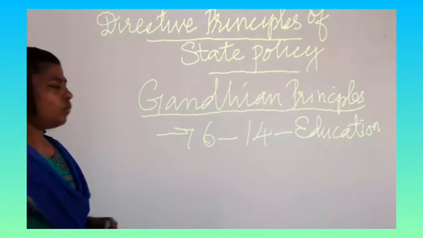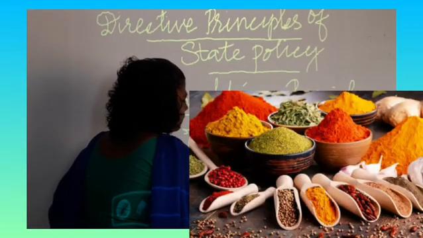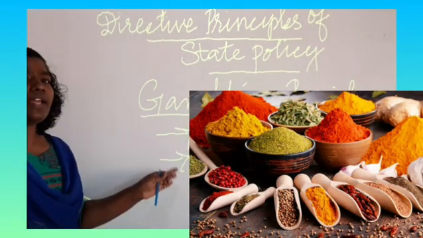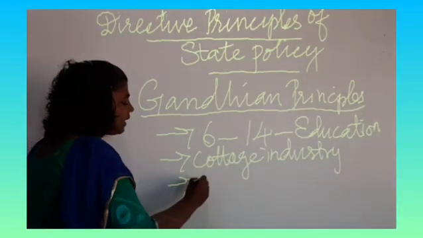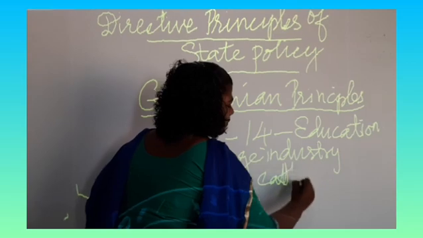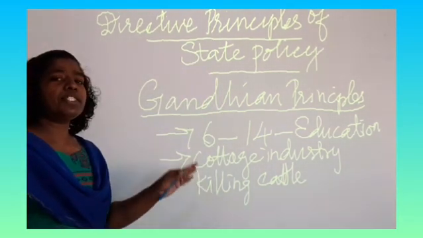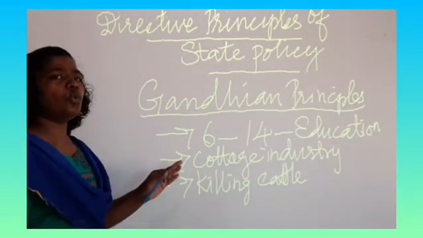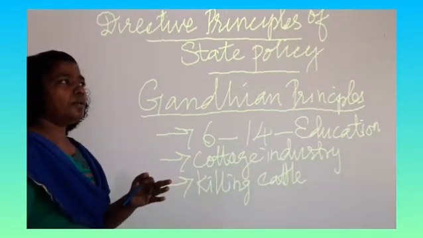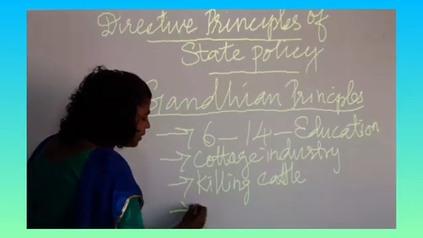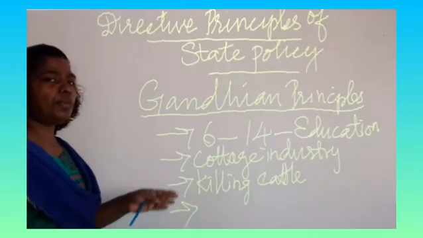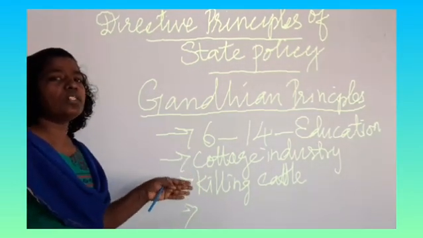And the second one is promoting cottage industries. And the third one is prohibiting slaughter of cattle. Killing cattle or any animal is not allowed. And the next one is prohibiting intoxicating drugs. So no permission to use any drugs. But now our Indian government has given permission to open shops to sell drugs. But according to the Directive Principles, in the Gandhian directive principles, it is clearly said that we should not use any intoxicating drugs.